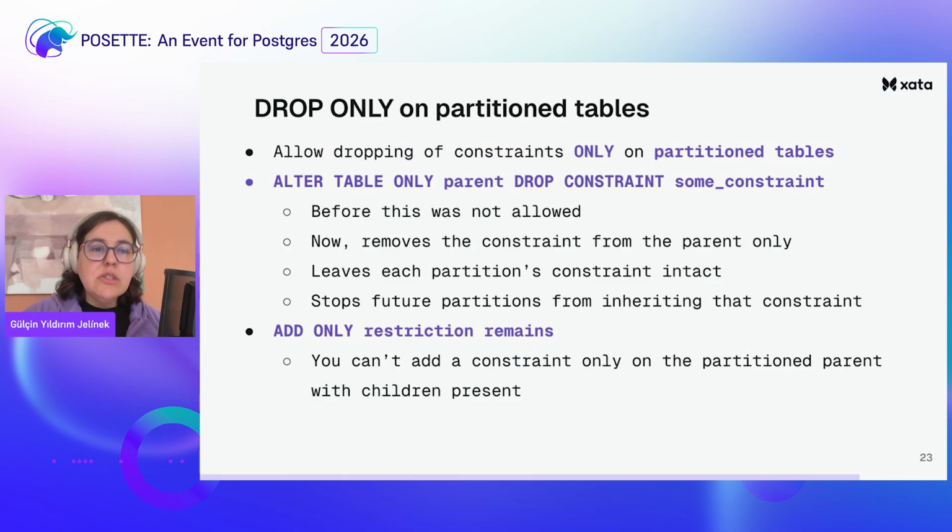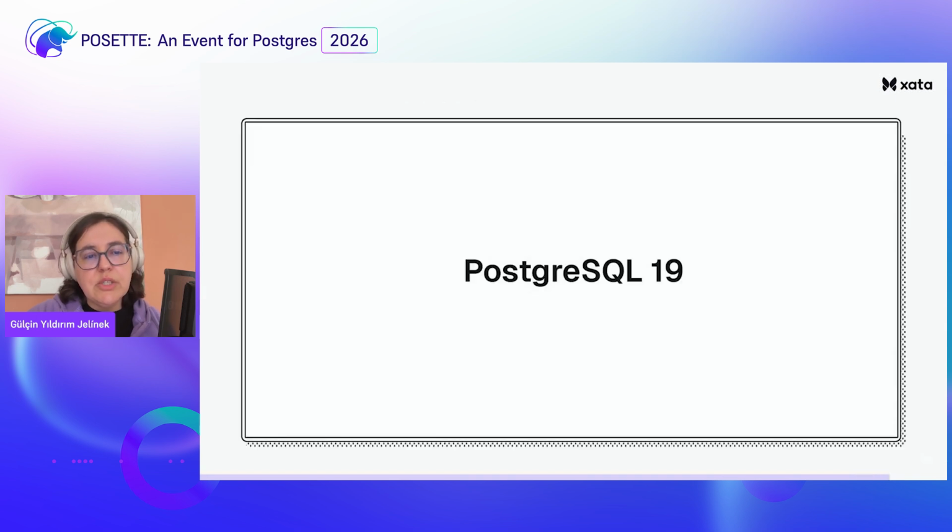Yeah, and that is also another thing, a very small thing. We can now drop ONLY on partitioned tables. This was restricted because ADD ONLY is not possible on a partitioned table. You can't have a constraint that's only for the parent. You need to have it for the children too. But symmetrically, this was restricted kind of wrongly. Now you can actually do DROP ONLY on partitioned tables.